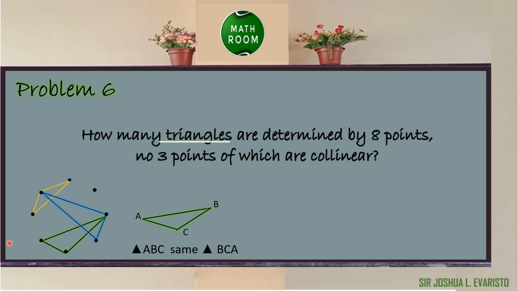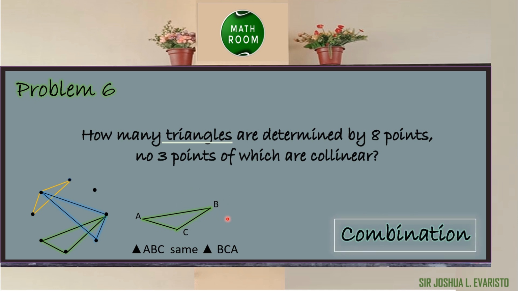Let's say we have a triangle. We can name this triangle as triangle ABC or triangle BCA. The order of the letters is not important. Thus, this is an example of a combination question. In the given problem, we have 8 points, so n is equal to 8. More so, we are asked to determine the number of triangles formed. Since 3 endpoints are needed to construct a triangle, therefore we have r is equal to 3. Thus, we can solve it using combination of 8, 3.